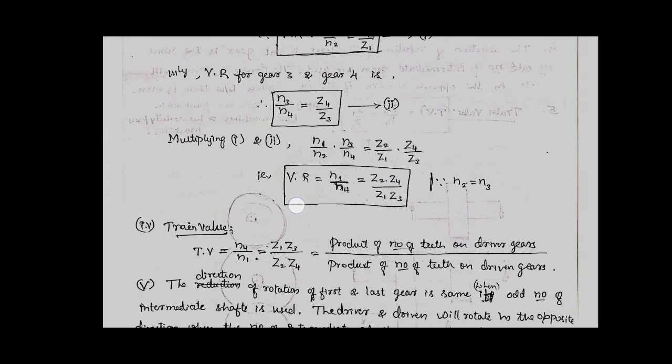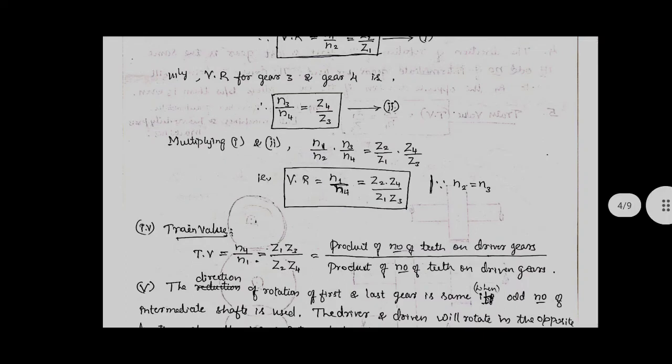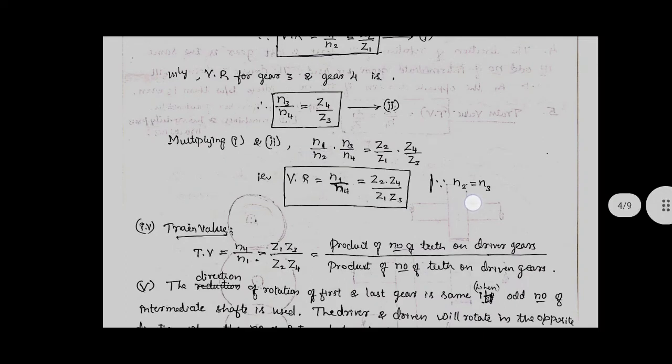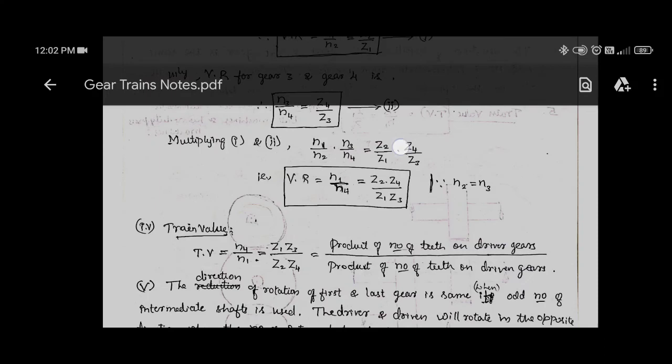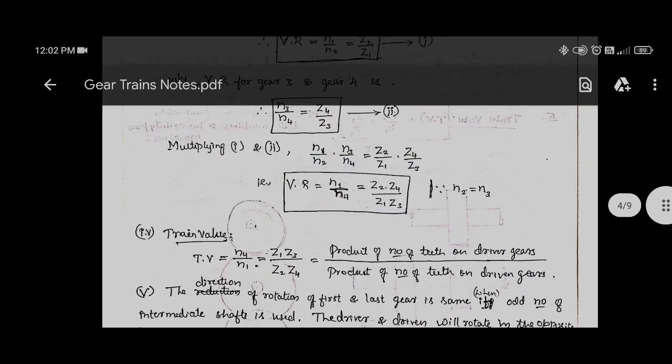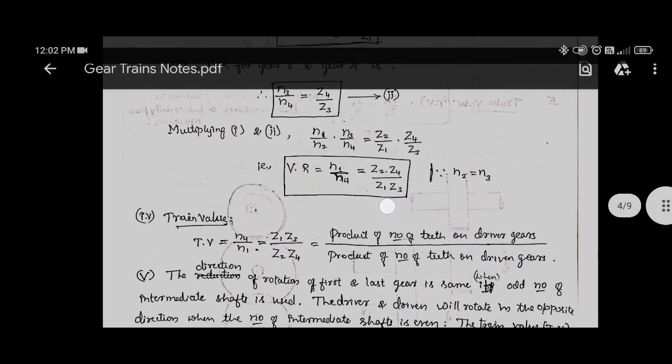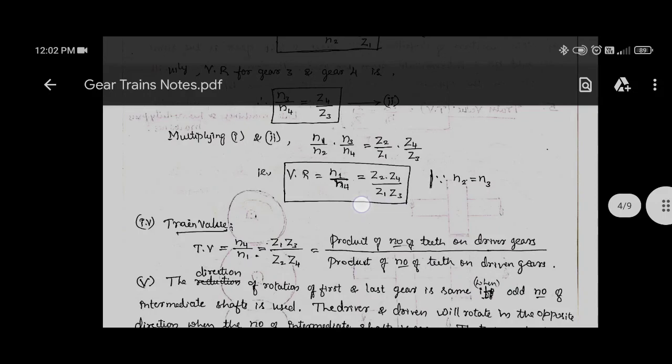We can cancel out the common term, because as per the compound gear, N2 and N3 are having the same speed. So you can cancel them out and take N1 by N4, which is equal to Z2 by Z1 into Z4 by Z3. That is the equation given here, the velocity ratio of the compound gears. This is an important equation for the compound gear velocity ratio.